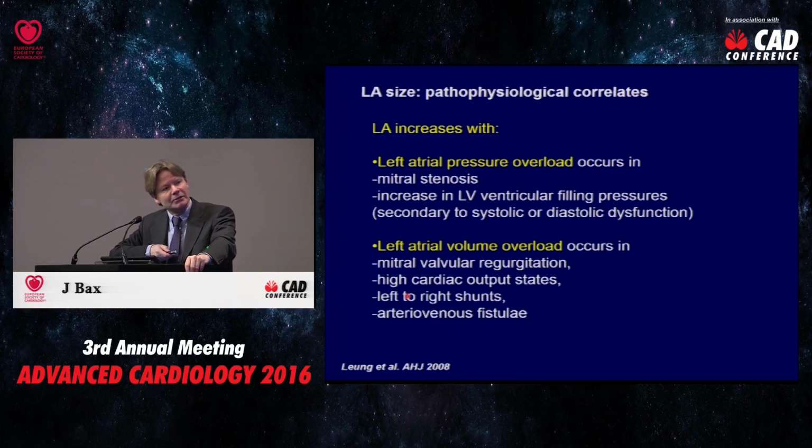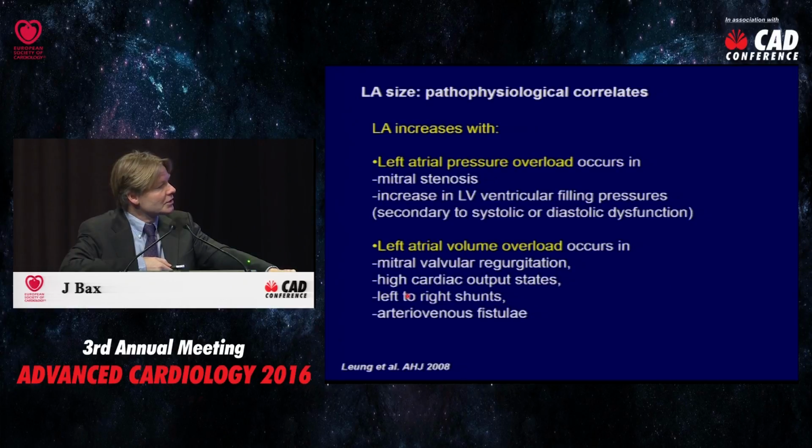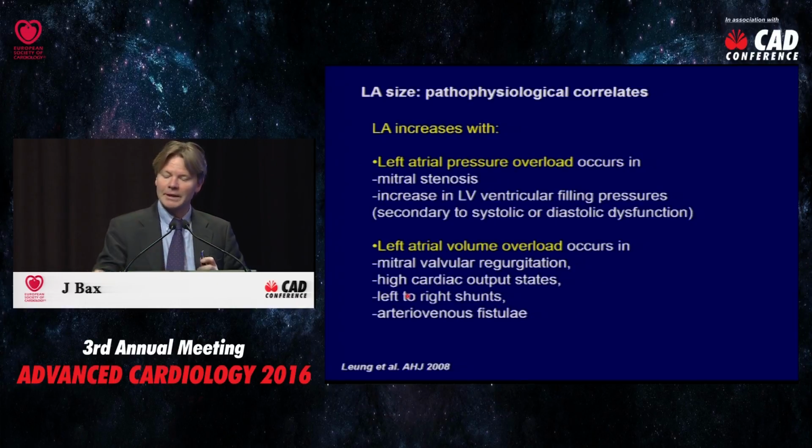For me, this was quite a very good article impressing that. So LA increases with left atrial pressure overload, such as occurs in mitral stenosis with increased LV filling pressures, secondary to systolic or diastolic dysfunction. That is LA pressure overload. But you can also have LA volume overload, which occurs, for example, in mitral regurgitation, high cardiac output states, left to right shunts, and AV fistula. So we have pressure and volume, and both of that result in large left atria.